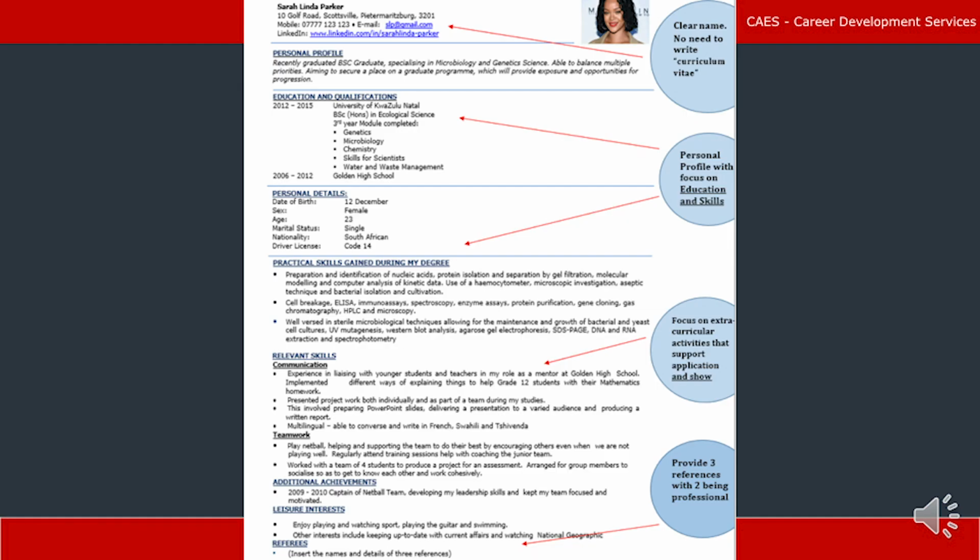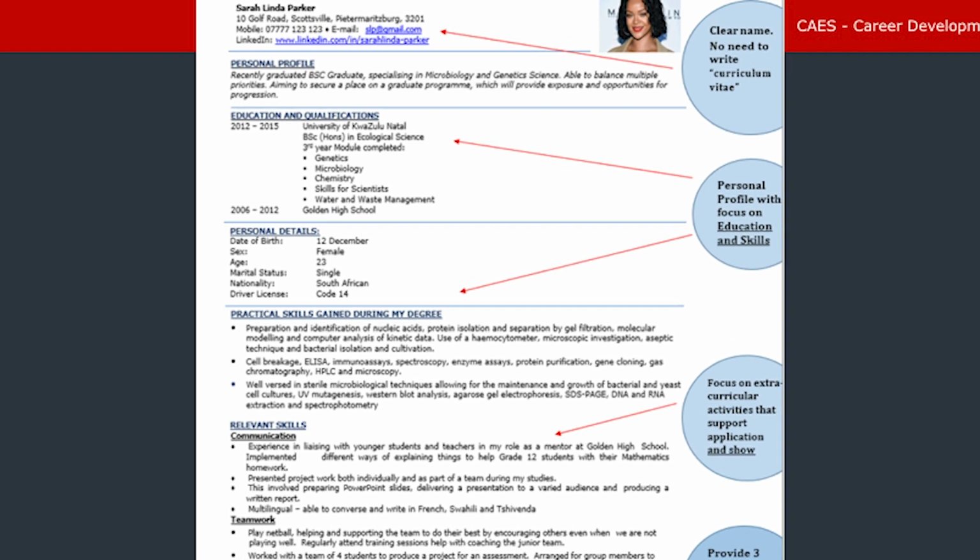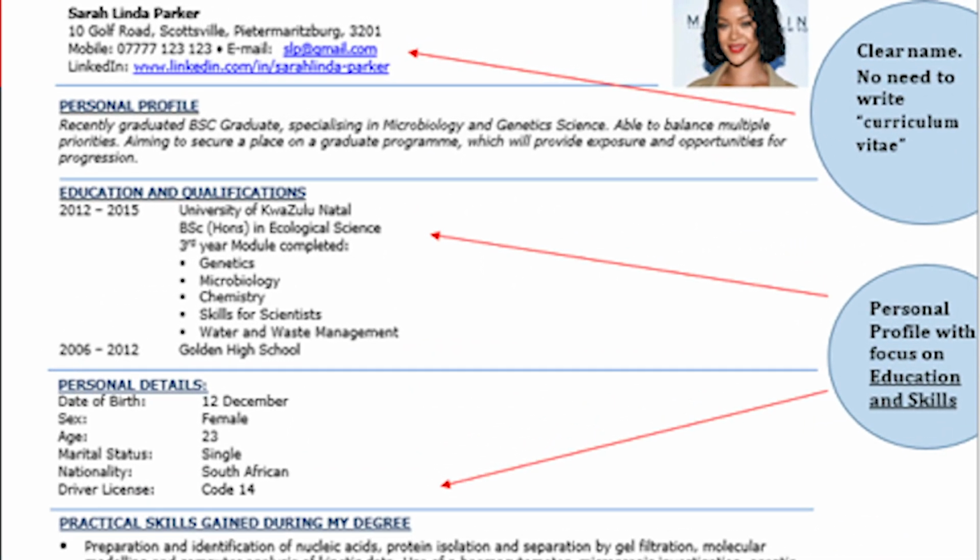Now let us look at an example of a good CV. Sarah Linda Parker is a new graduate who has no work experience. Sarah realizes that her greatest marketing tool is her degree and all the skills she learned therein. Note the following about Sarah's CV. She uses her space well. Her address is neatly at the top of the page. Her personal profile is clear and briefly highlights her qualification. She immediately focuses the reader's attention towards her degree and the subjects she completed.